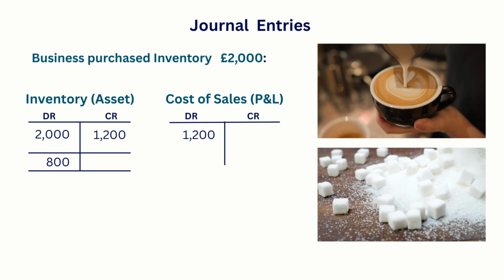When inventory is used, we debit expense and credit inventory as inventory decreases. Inventory moves from the balance sheet into the profit and loss. In the profit and loss, we show cost of sales. This reduces profit. In the balance sheet, we show remaining inventory as a current asset.